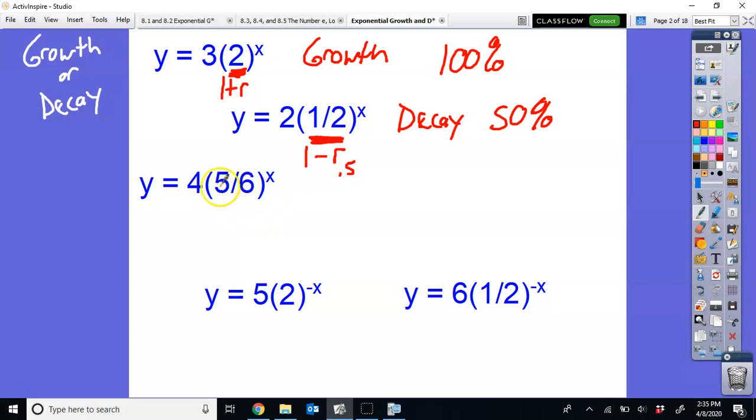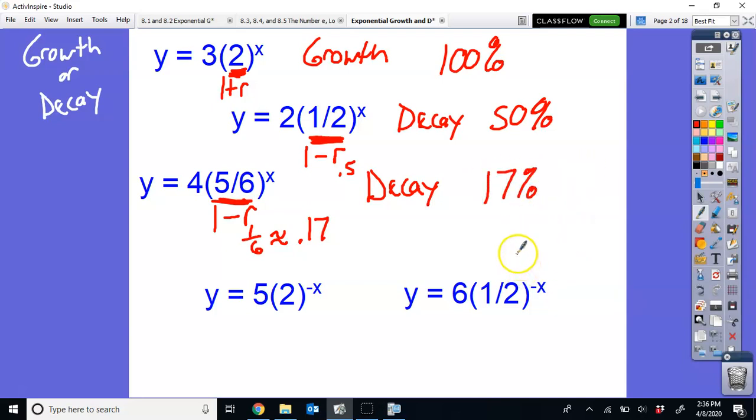The final one here is 5/6. That is also less than 1, so that has to be 1 minus r, so this would be decay as well. The tricky part on this one is realizing that to get 5/6 here, you would have to do 1 minus 1/6 to get 5/6, which is approximately 16%, 0.16. Not perfect, or 17% if you round that to the hundredths place. So that would be approximately 17% decay.